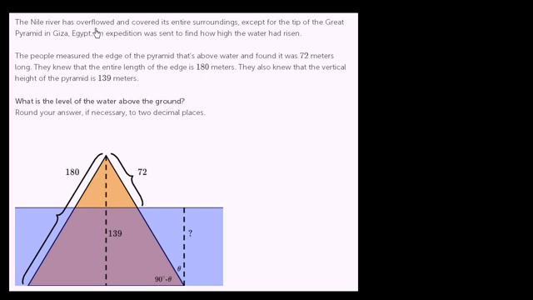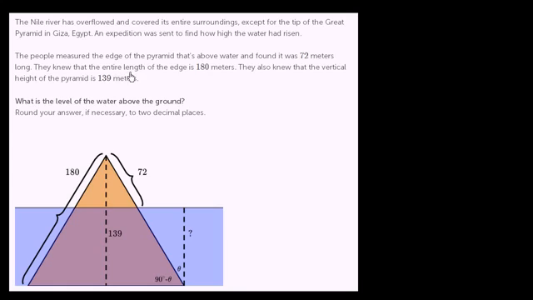The Nile River has overflowed and covered its entire surroundings except for the tip of the Great Pyramid in Giza, Egypt. An expedition was sent to find how high the water had risen. The people measured the edge of the pyramid that's above the water and found it was 72 meters long. So this distance right over here, 72 meters.